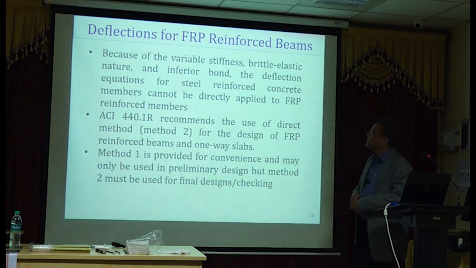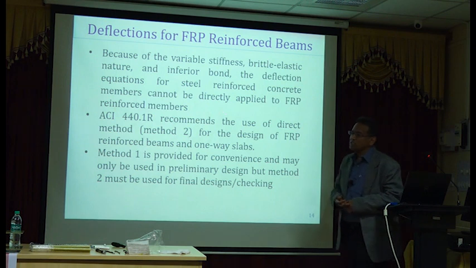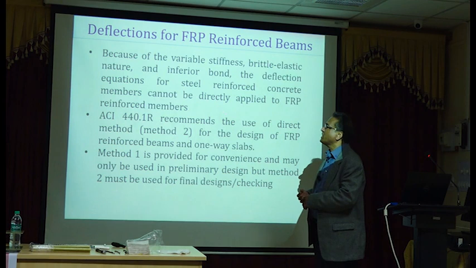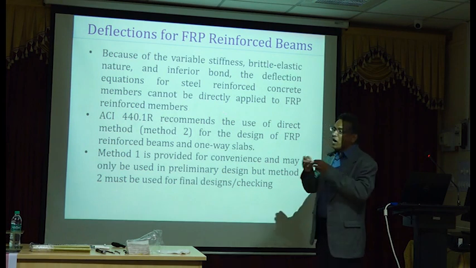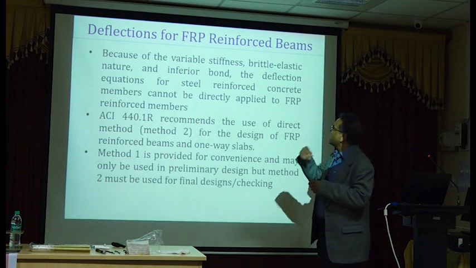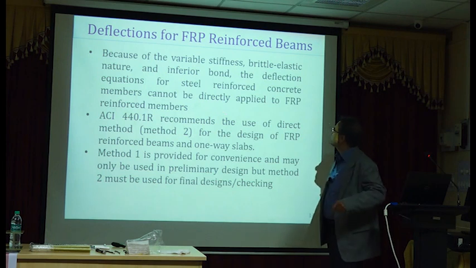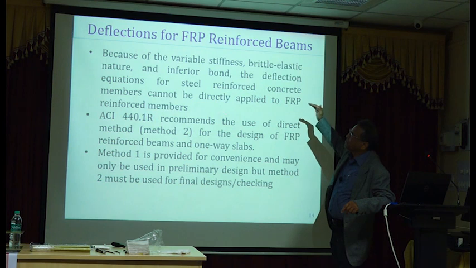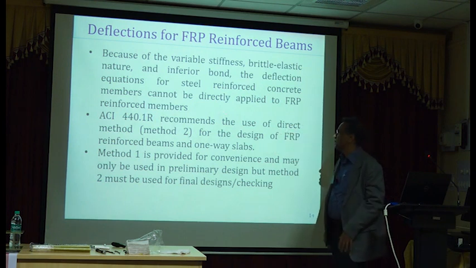So it's a little bit more complicated for FRP beams because we have variable stiffness and the nature of FRP beams is brittle. That means it can fail all of a sudden. So the bond between bars and the surrounding concrete is also not so good. So we really cannot apply steel beam equations to FRP reinforced beams.